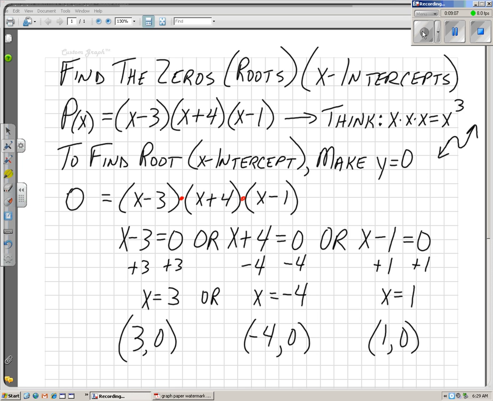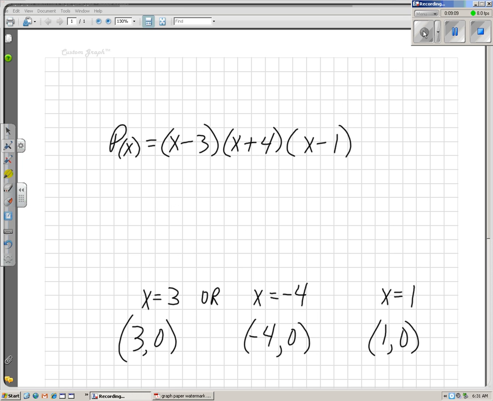Okay, before I leave, I want you to look at the roots you found. Look at that root of 3 and that root of -4 and that root of 1 and compare them to the original function. Okay, your root is 3, but your function said x minus 3. Your root is -4, but your function said x plus 4. Your root is 1, but your polynomial said x minus 1.